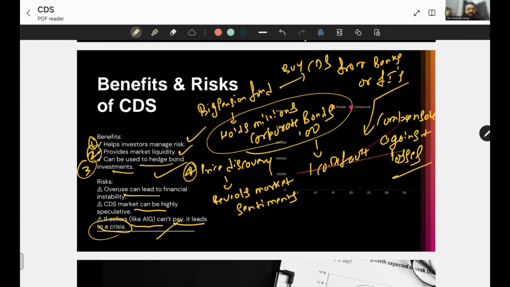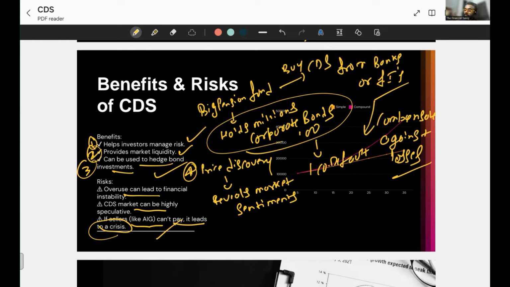So if CDS sellers like banks and insurers take on too much risk and fail to pay, it can cause a massive financial collapse, just like in 2008, right? AIG sold billions in CDS but didn't have enough backup funds, reserves, right? And when defaults happened, AIG couldn't pay, and the entire financial system was at risk. Because of that, the US government had to bail them out with $182 billion. So this is how a small financial product can create huge problems if it is mismanaged.